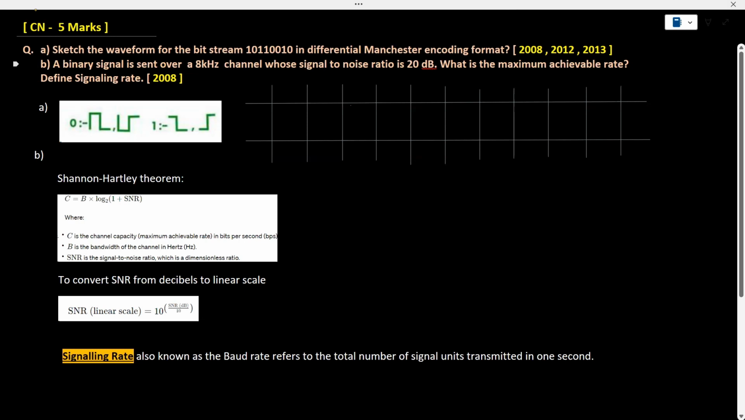This is a 5 marks question. The question says sketch the waveform for the bit stream in the differential Manchester encoding format. For this, we have to know these four transitions.